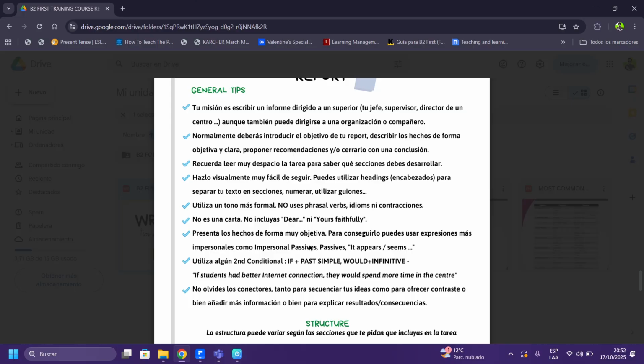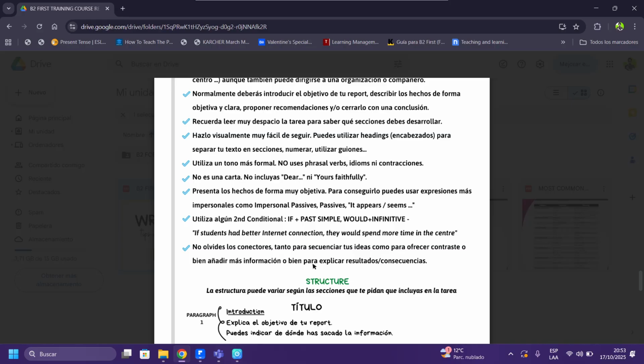This report is not that informal. You have to use a formal, wide range of vocabulary. You don't have to use phrasal verbs, nor idioms, nor contractions, and things like this.